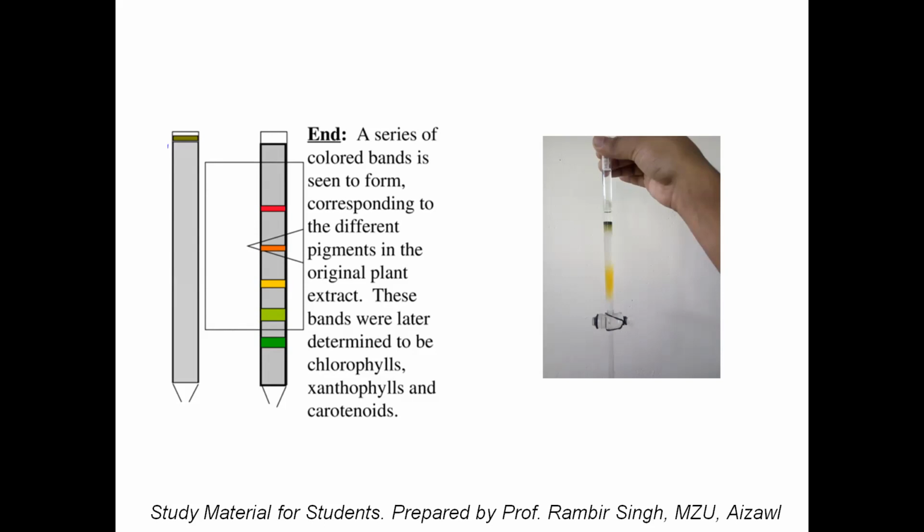Okay, so it is V for violet, I for indigo, B for blue, G for green, Y for yellow, O for orange, and R for red. Okay, so can you tell me which color has high energy, violet or red?